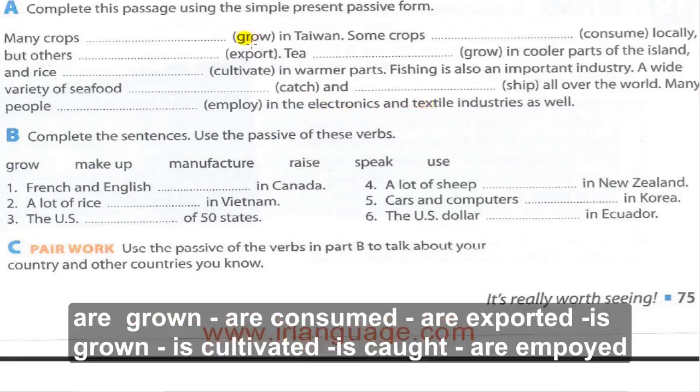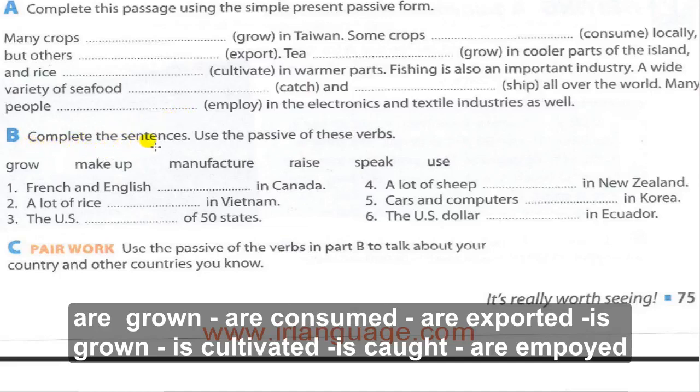The answers are: grown, are consumed, are exported, is cultivated, is caught, are employed.